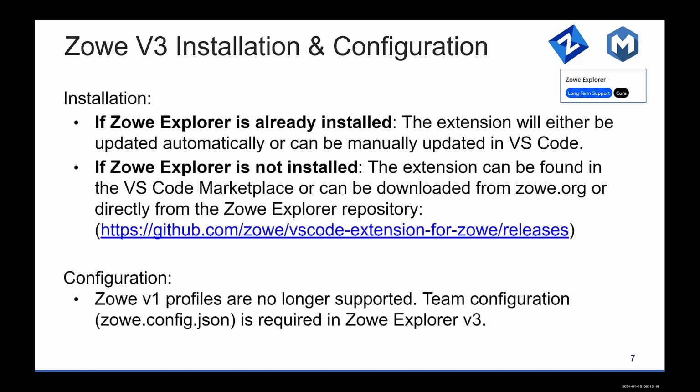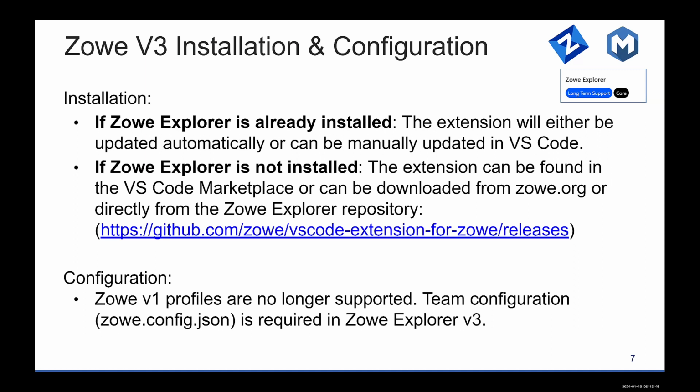And as a warning, if you have not implemented a team config and are still using v1 profiles, if Zowe Explorer is set to update automatically, it will be updated automatically to v3 when v3 is released. And you'll have to either revert to a v2 release or convert to a team config to continue to use Zowe Explorer if you're still using v1 profiles.